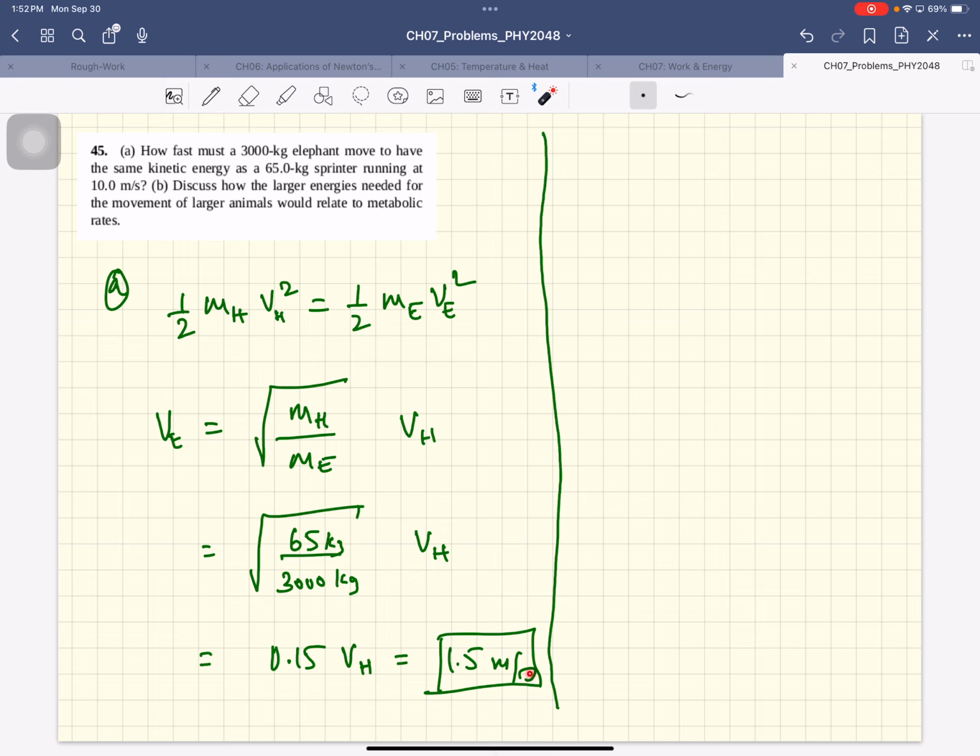Why can't the elephant run as fast as the human? What's that? Yeah, so you would need a lot of energy. So how much more energy would you need? 3,000 divided by 65, let's say. If that was 100, that would be 30. So that's roughly 50, 60 times the energy. You would produce 60 times the heat. Your cooling system would have to be 60 times more efficient.